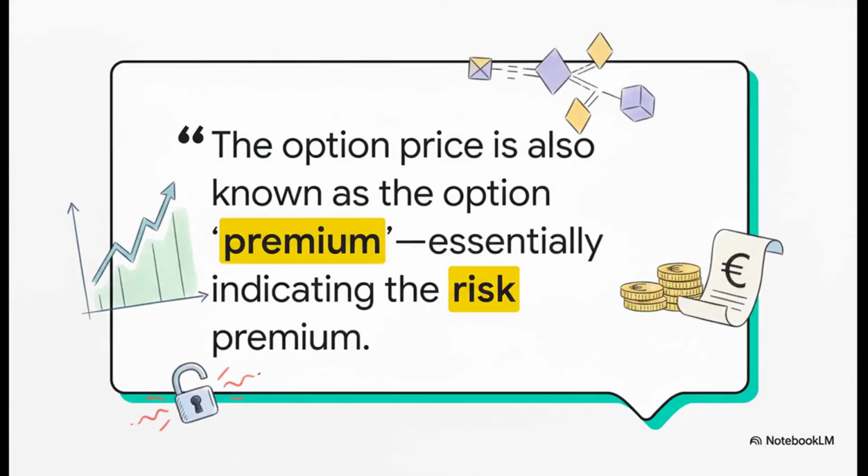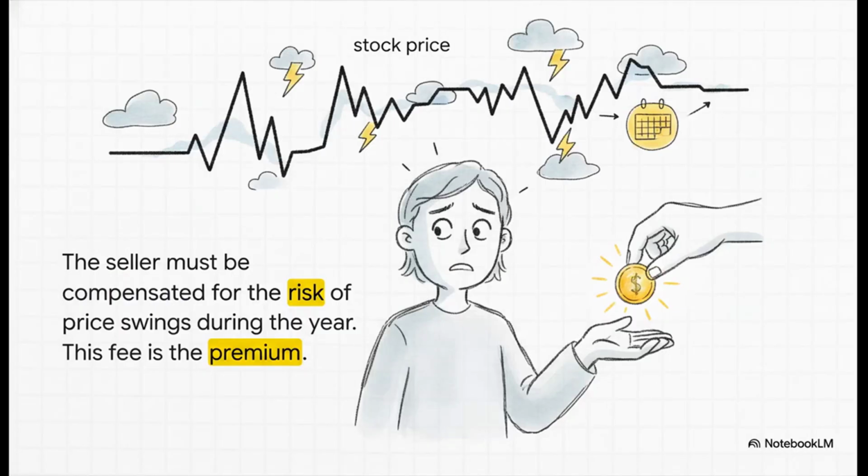Yeah, the source material explains this perfectly. The price you pay for an option is often called the premium. And that's exactly what it is. It's a premium the seller charges for taking on all your risk. Just put yourself in the seller's shoes again. They are on the hook for a full year. The stock could go anywhere. They need to be paid for sticking their neck out, for riding out all that uncertainty. That payment, that fee, is the option premium.